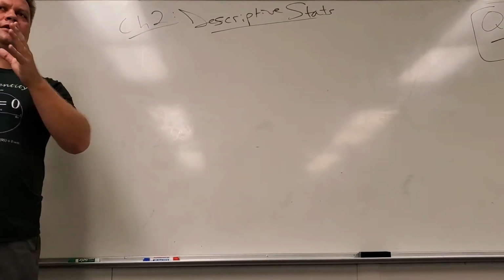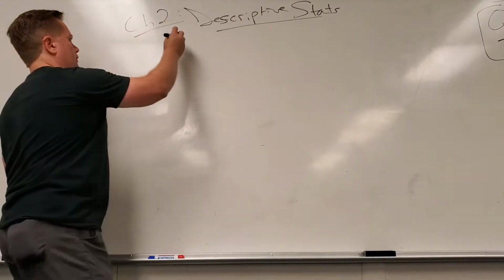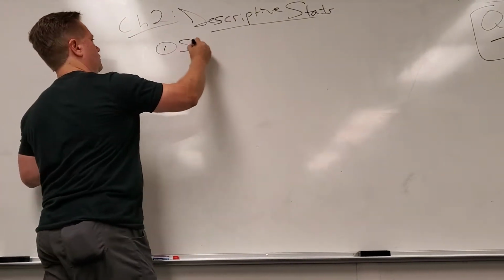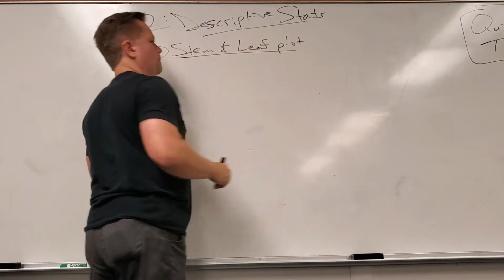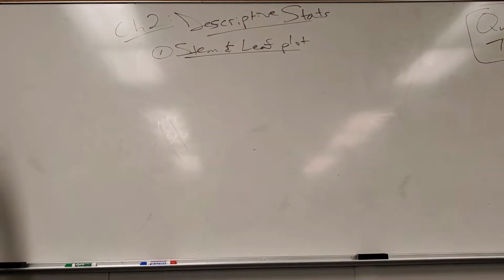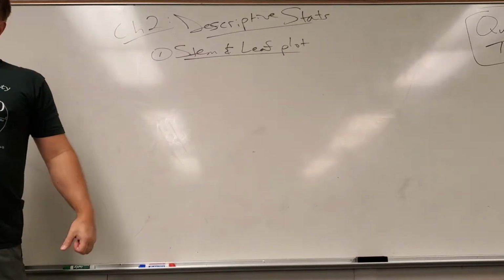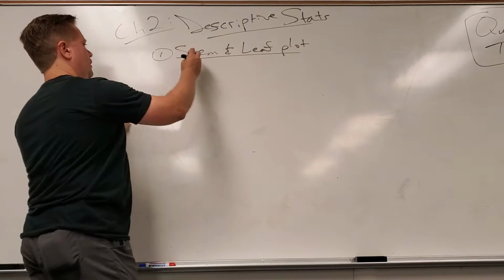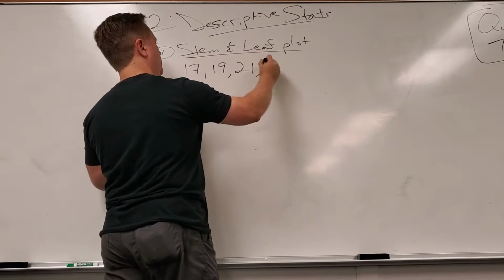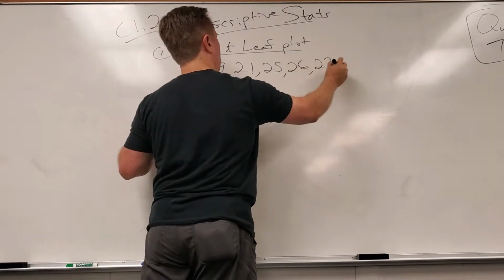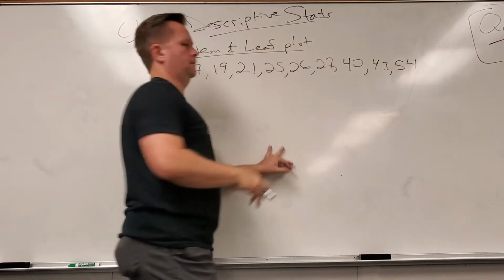So one of the most basic ways, more basic than a histogram, to represent data is called a stem and leaf plot. Alright, so for this, I'm going to have to create some data. So here we go. What you got, Chuck? I'm going to go ahead and put them in order.